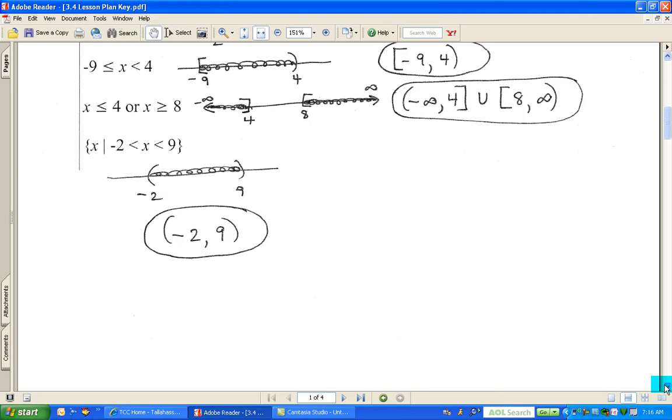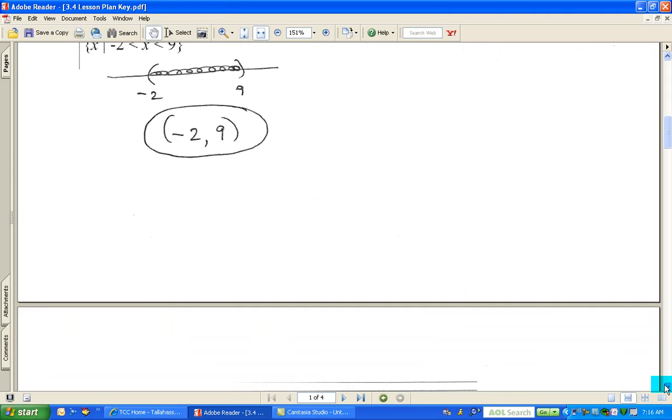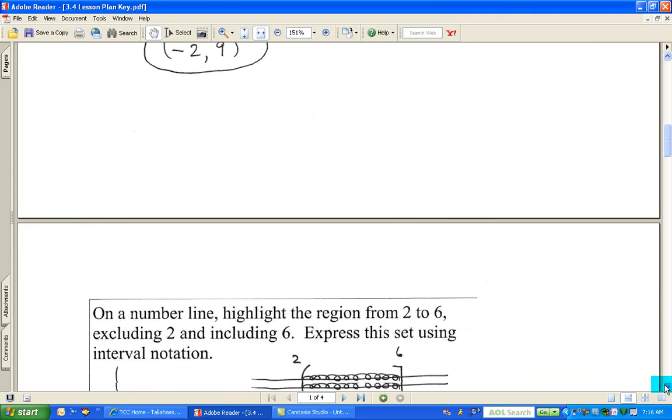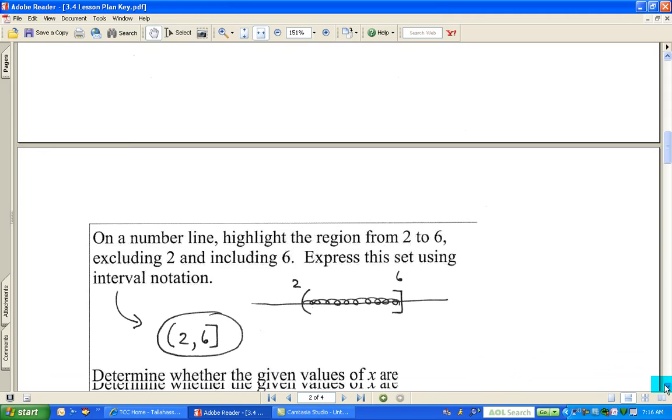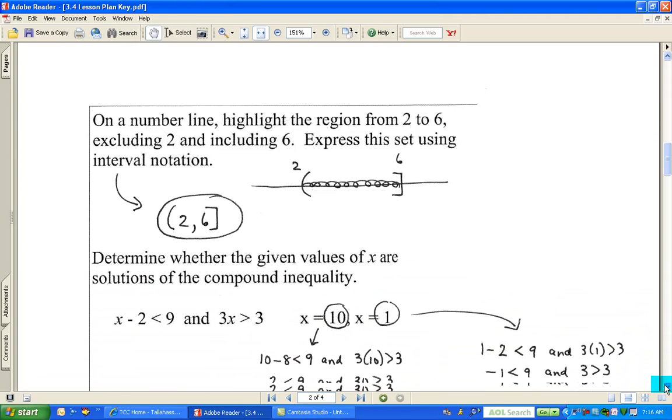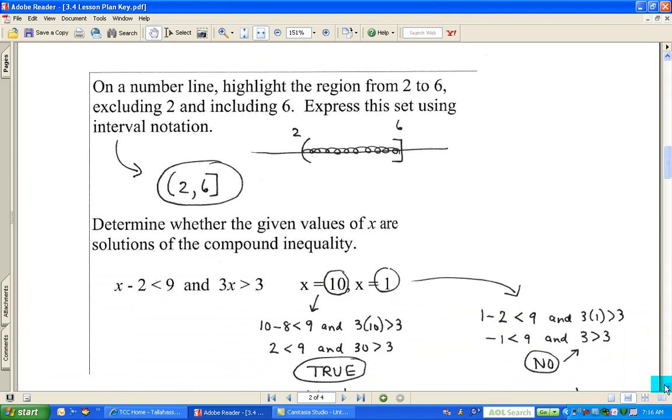If you don't know that notation, you really need to practice it, because when I teach college algebra, for example, and I'm not sure about the 1106 or 1107 because I don't teach the liberal arts courses, but I know for a fact when I teach college algebra, this notation is used a lot, and you need to catch it now, okay? All right, on a number line, highlight the region from 2 to 6.